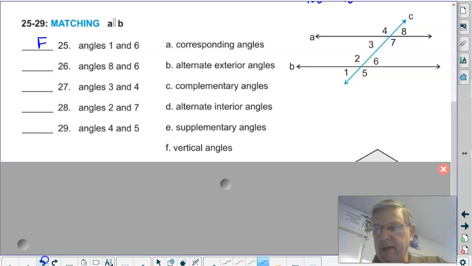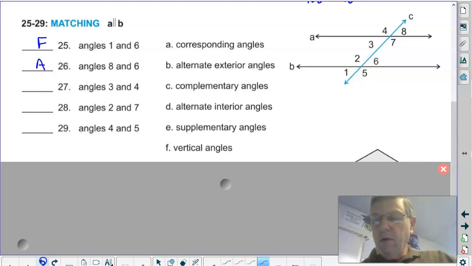All right, 26, 8 and 6. Again, I'm going to highlight them. Here's 8. Here's 6. Notice how they're on the same side of the transversal, a blue line, and they're both above. That's the definition of corresponding angles. And again, if the lines are parallel, and they are, they would be congruent. Corresponding is A, so 26 is A.